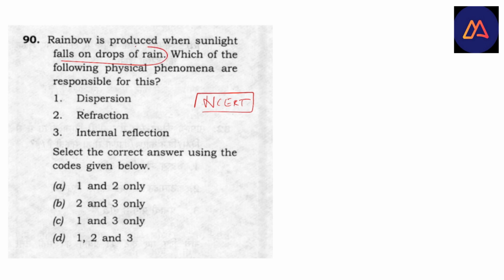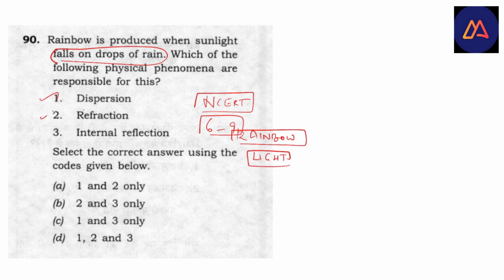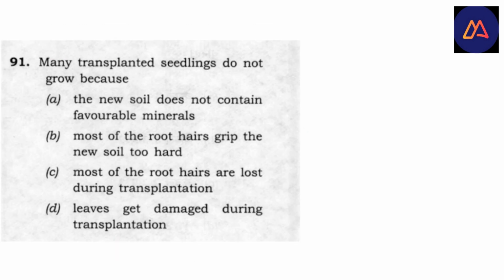Rain, there is a standard thing. So I studied basic NCERT, 6th to 9th. In that there is a topic about rainbow, and a chapter on light in the basic books. In that it is very close, definitely given all the three. So all the three are responsible for this, and that is how I wrote this answer.